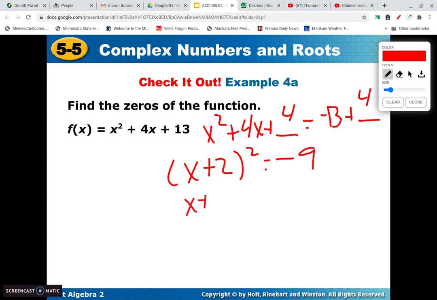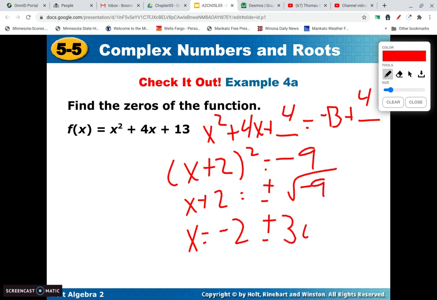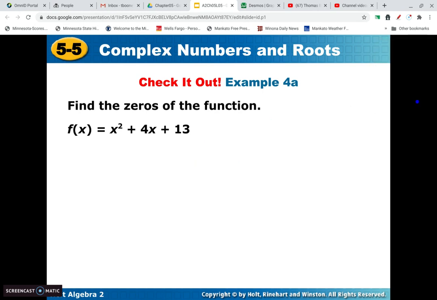So when we take the square root, we get plus or minus the square root of -9. Well, we put the -2 on the other side. We know that the square root of -9 is plus or minus 3i. There's that complex conjugate pair again, -2 plus 3i, -2 minus 3i. They always travel in pairs. You get one, you get two for the price of one, as we say.